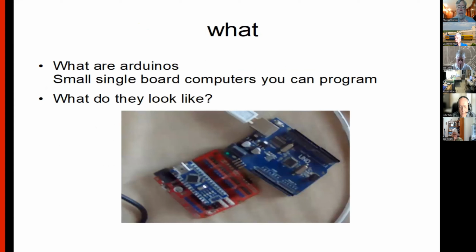So what are Arduinos? They're little bitty single board computers that you can program. And here's a couple of examples. The one on the right is called an Arduino Uno. That's the original one that came out 15 or 20 years ago that started all the Arduino stuff. On the left, there's an Arduino Nano. That's the blue part, and the red part that it's in is a breakout board. I like the one on the left with the breakout board because there's more pins to use.